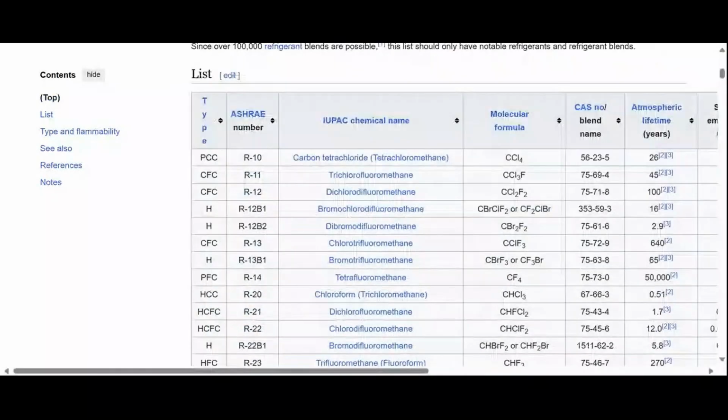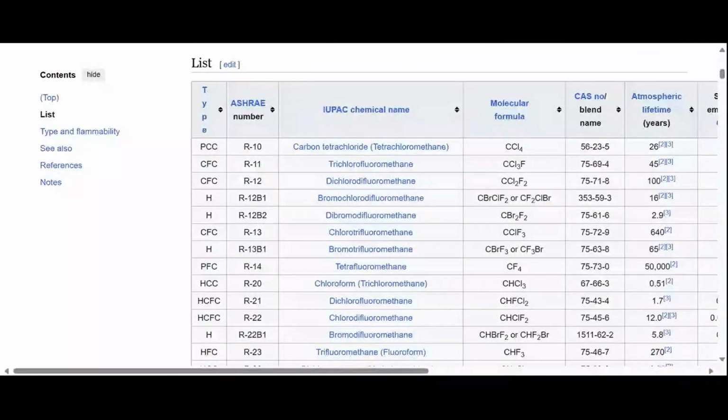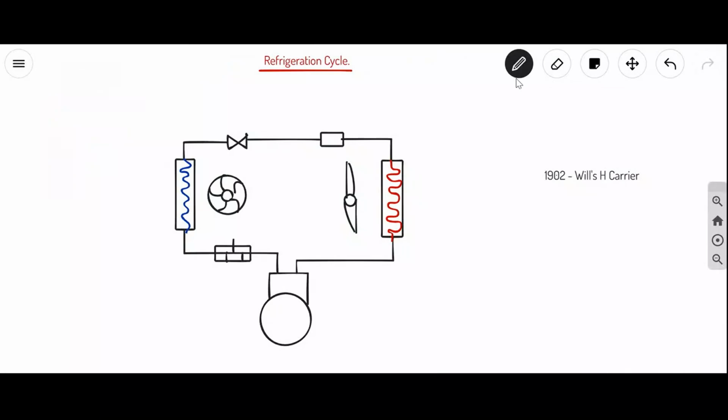So till 1950s there is no existence of refrigerants in the market. We used to use some coolants. But in 1950s a vast range of use of refrigerants came into the market.